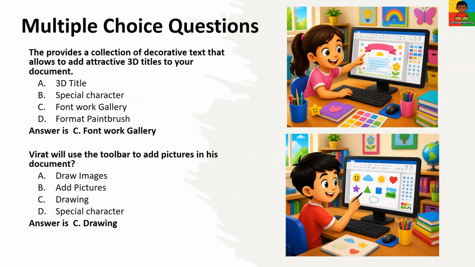Next, Virat will use the Drawing toolbar to add pictures in their document. A. Draw images. B. Add pictures. C. Drawing. D. Special character. The answer is C. Drawing.